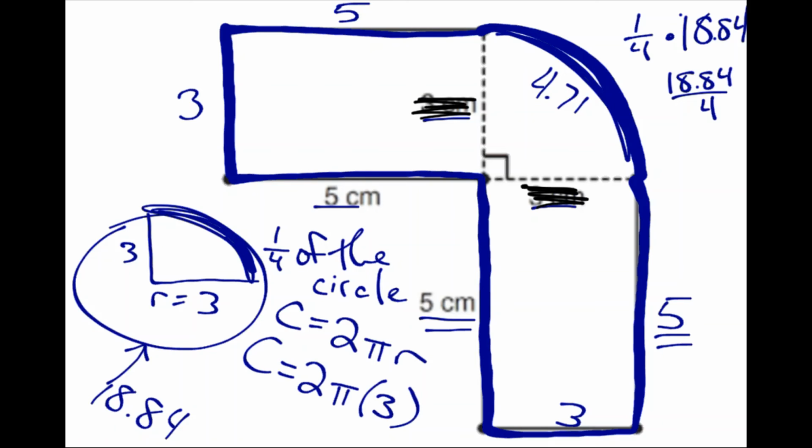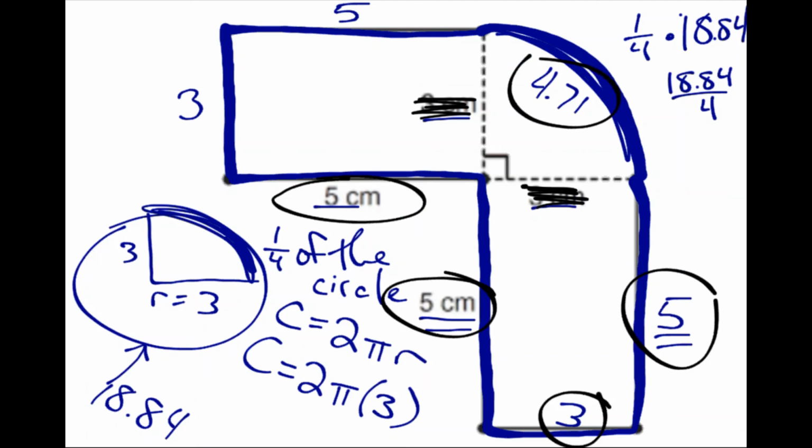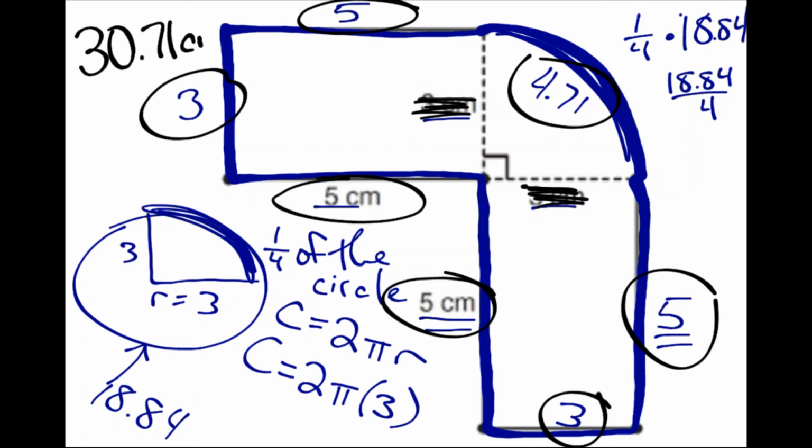So now I'm just going to add these together. 5, 5, 3, 5, 4.71, 5, and 3. When I put all of those together, I get 30.71. And we are measuring centimeters.